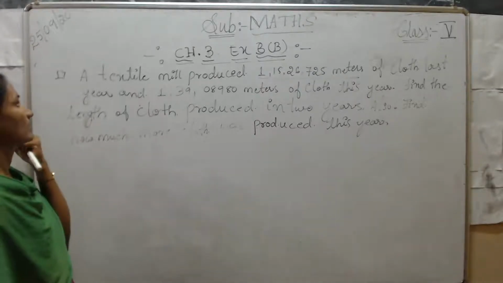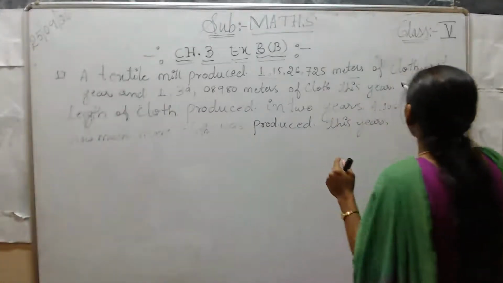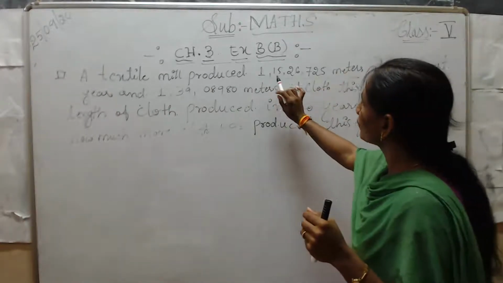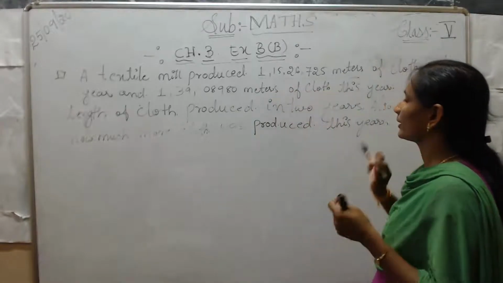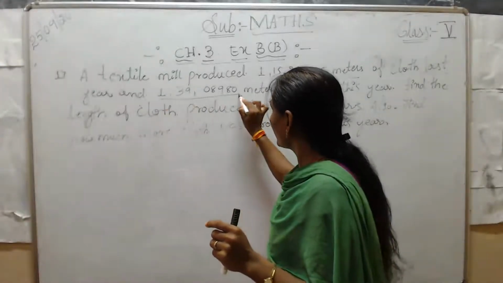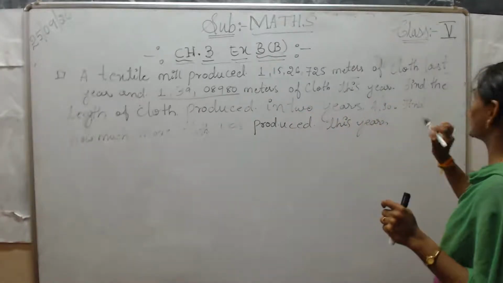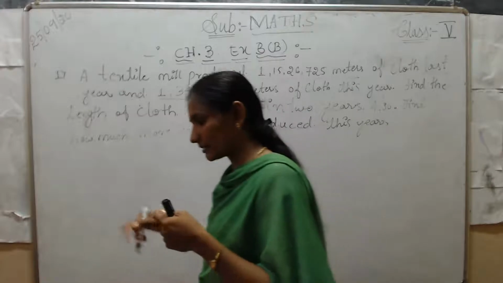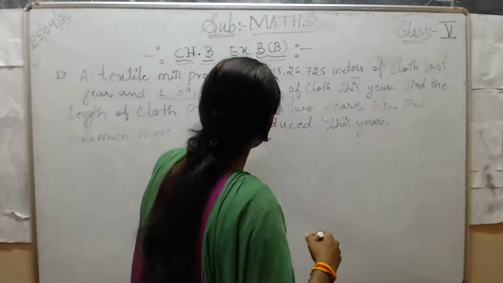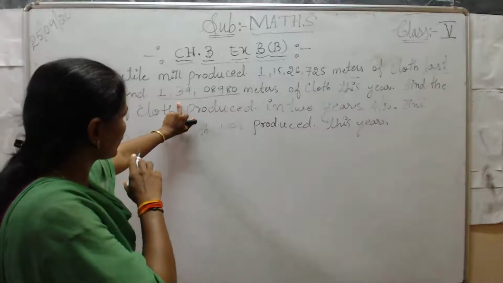So here, a textile mill produced, last year, how much cloth is produced for that year? So 1 crore 15,26,725. Okay. So next, just listen. And 1 crore 39 lakh 8,980 meters of cloth is the cloth of this year. This year means the present. You have to consider the present. Last year is this, but this year is the present, the total production of cloth.